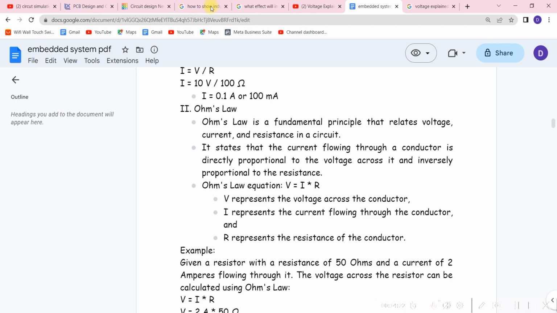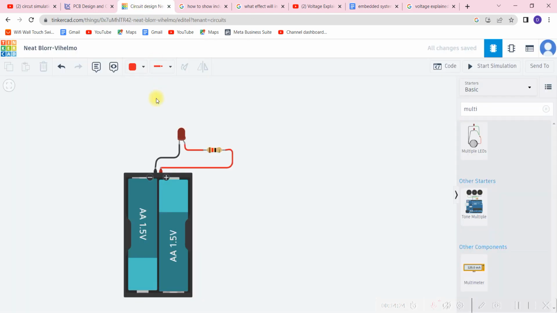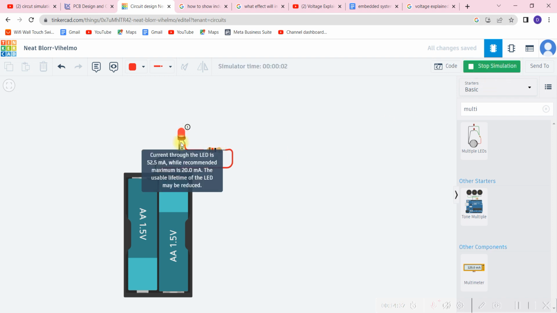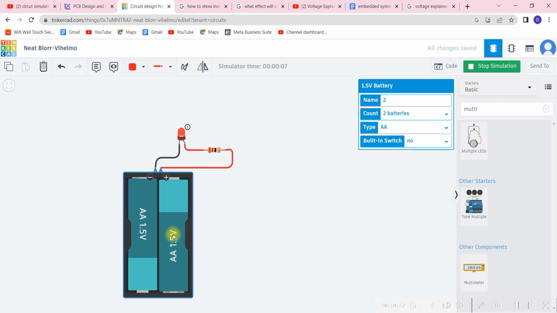So now let us go back to our little circuit here. Remember what it says: the current is directly proportional to the voltage and inversely proportional to the resistance. So if I want to increase the current flowing through here, which basically increases the brightness of this LED, I can either increase the voltage or reduce the resistance. Directly proportional to the voltage means if I increase this voltage, I will increase the current.